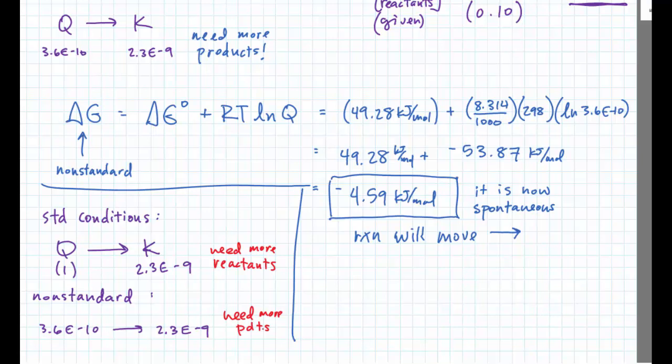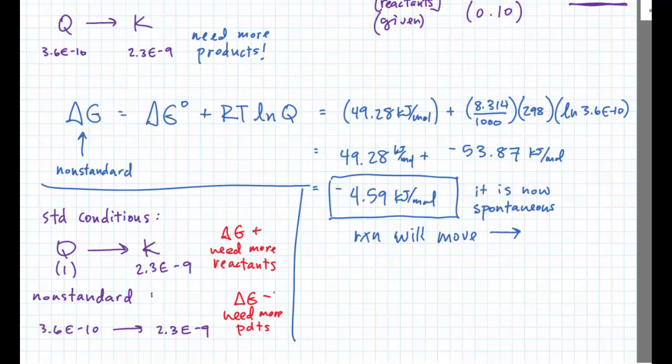Spontaneous or non-spontaneous? It's non-spontaneous, so it's plus. So just write that right here. Delta G is plus. Need more products. Delta G negative. Excellent little summary for that. Okay? But of course, that depends on what the value of K is. This is just for this case.